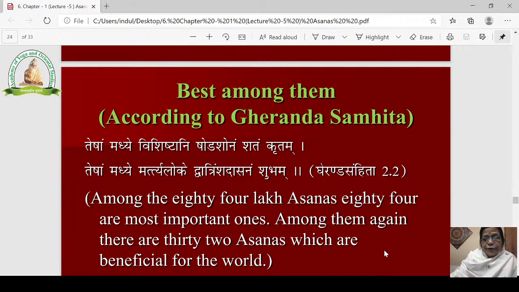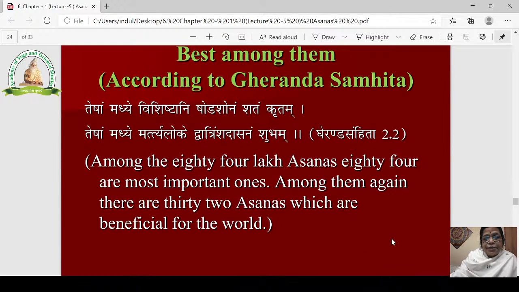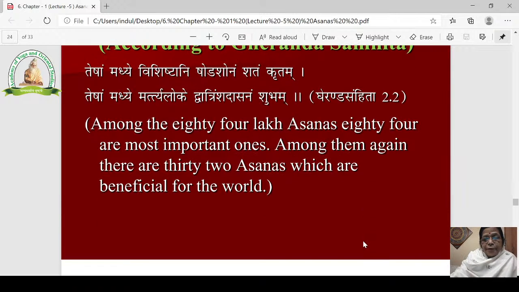And best among them, according to Gheranda Samhita, what are the asanas which are best among them? Tesang madhye vishishtani shodasanam satam krutam. Tesang madhye matyaloke dvatring satasanam shubham. Among the 84 lakh asanas, only 84 are most important ones. Again, among them, there are 32 asanas which are beneficial for people living in the world. So, ultimately, he comes to the number 32, which should be practiced by human beings.